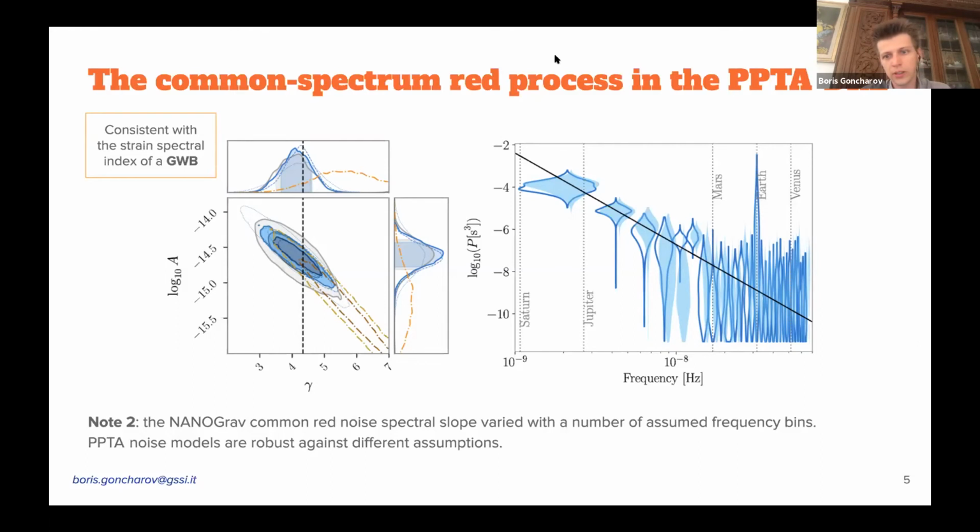And then on the right, there is a different representation of the common red process measurement, which is basically the free spectral measurement. We just assume different power at different frequencies and try to fit for this excess power. You see that these measurements, which are in blue, match very nicely with this black line, which is the measurement that we have if you assume the amplitude and power law index model. So this is basically what we have in terms of the spectrum.